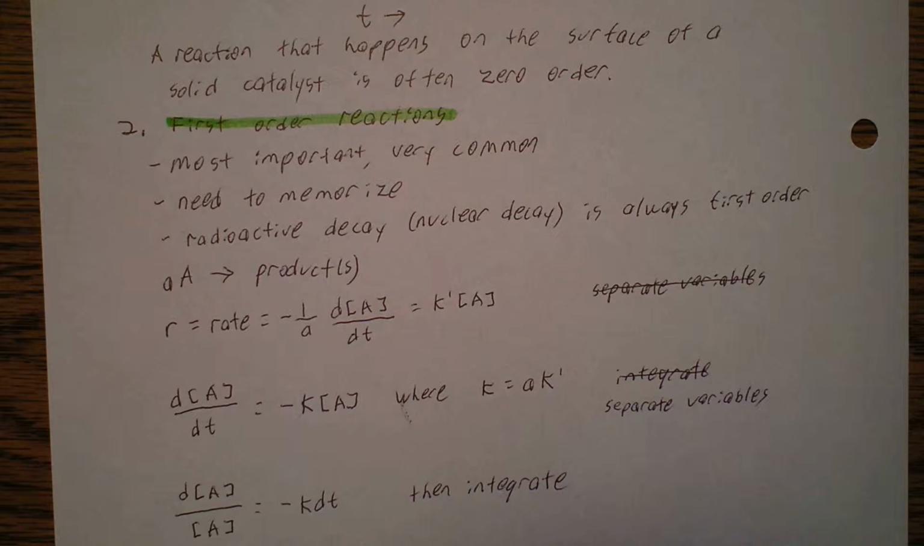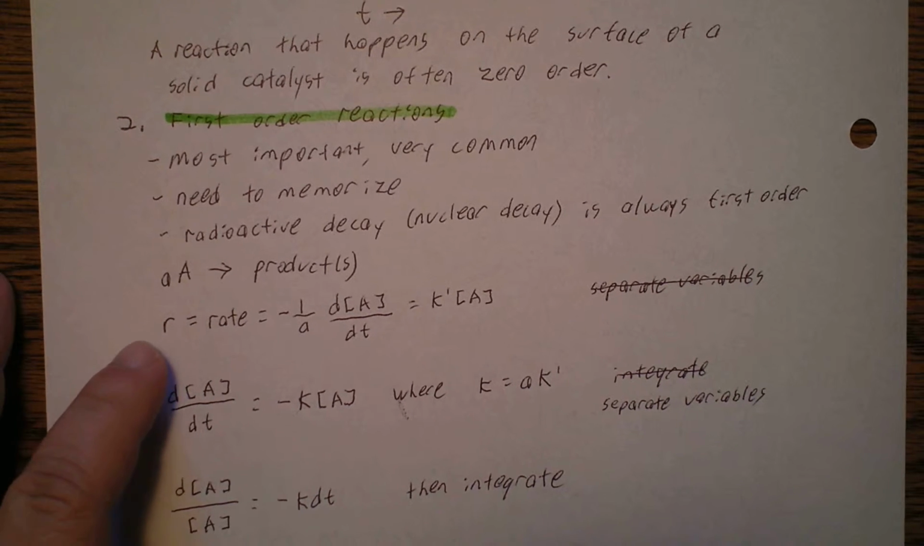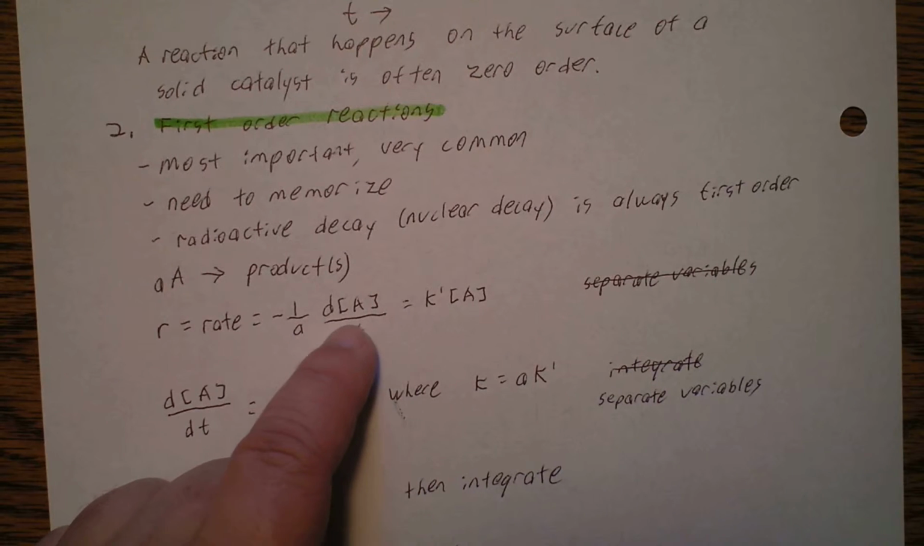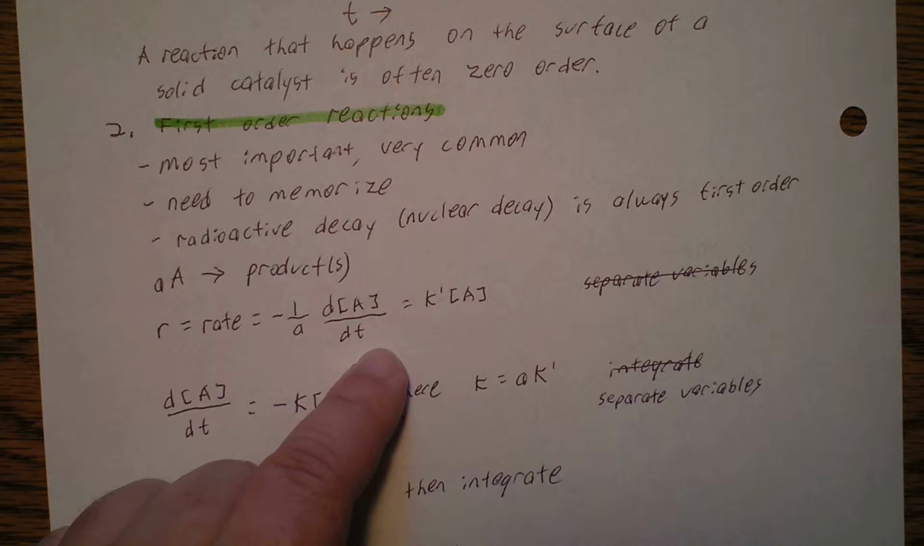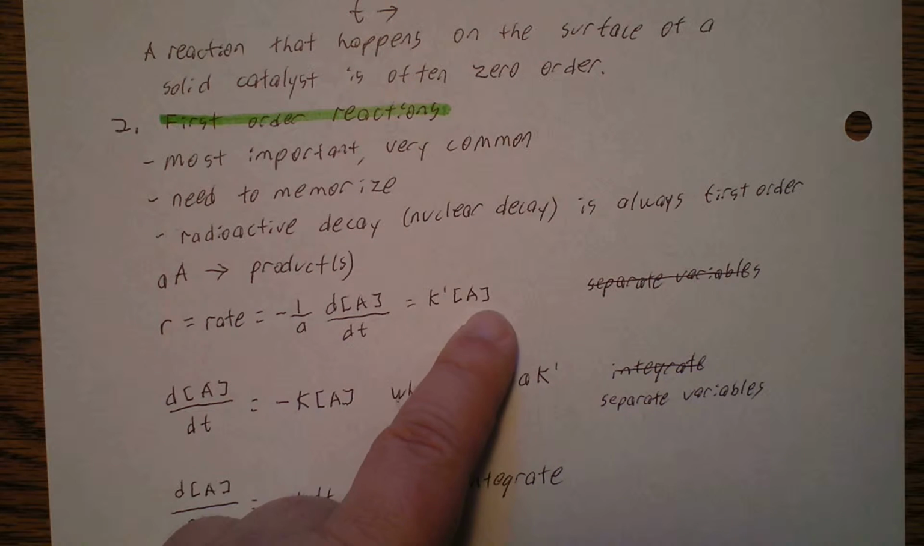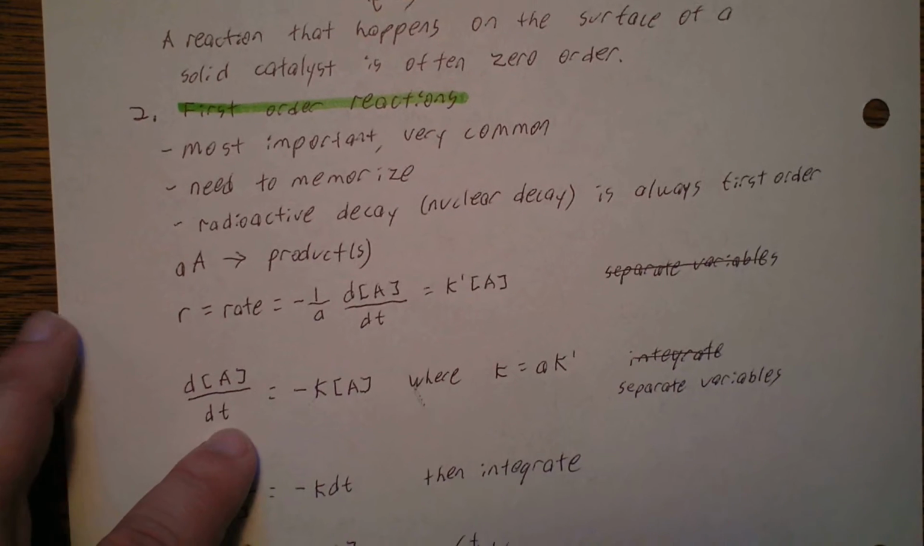Nuclear chemistry. So anyway, we have lowercase a amount of substance A going to one or more products. So R, remember, is the rate, and that's going to be minus 1 over a times the derivative of the concentration of A with respect to time, lowercase t is time, and that's equal to K prime times the concentration of A.